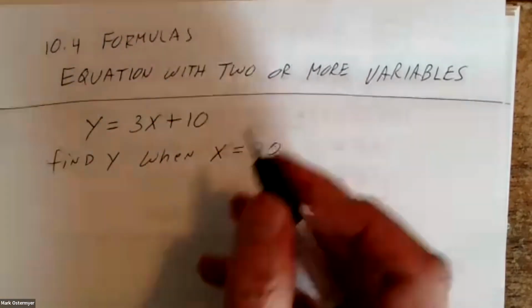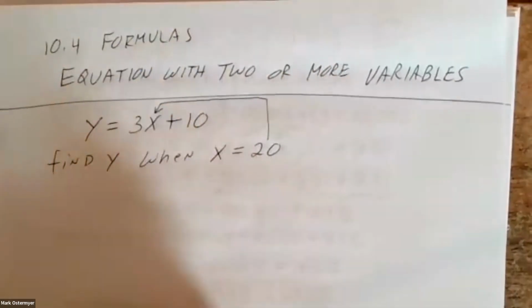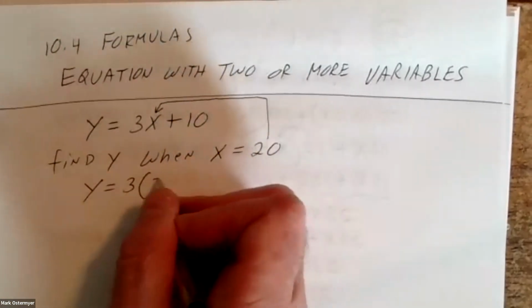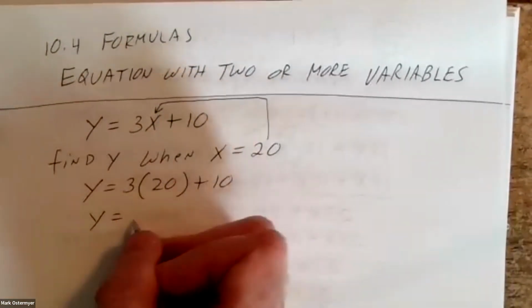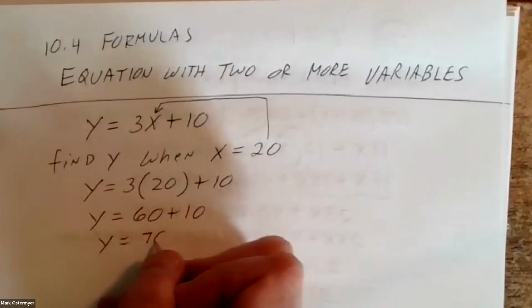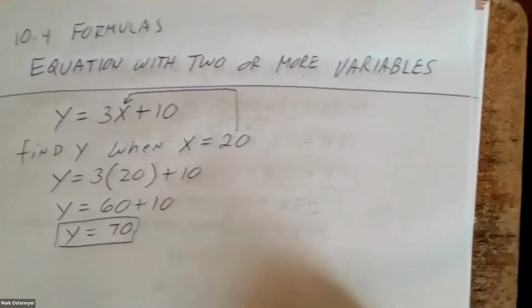How would we solve for y when x is assigned a value of 20? Well, it's very simple. You just take 20, substitute it in place of the x variable in the formula, and then solve for y. So y is going to be equal to 3 times 20 plus 10. Y is going to be equal to 3 times 20 is 60 plus 10. Y is going to be equal to 70. We have just solved a formula in mathematics. Any questions how we just solved that formula?